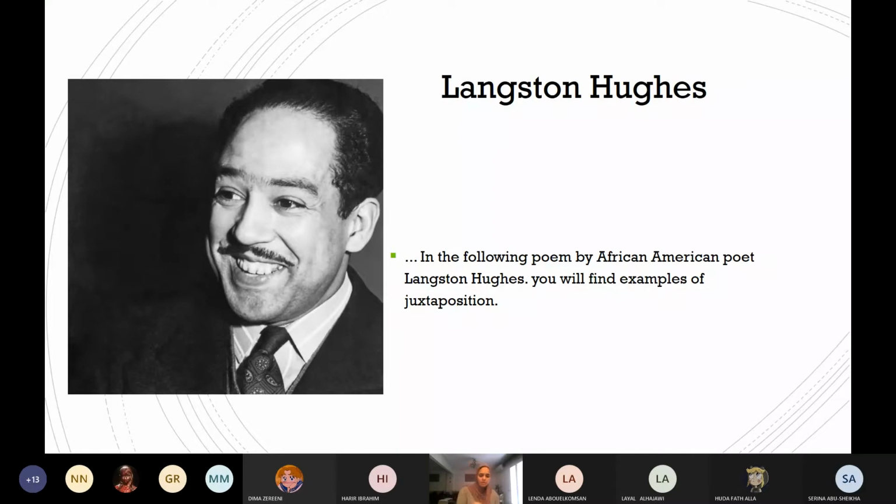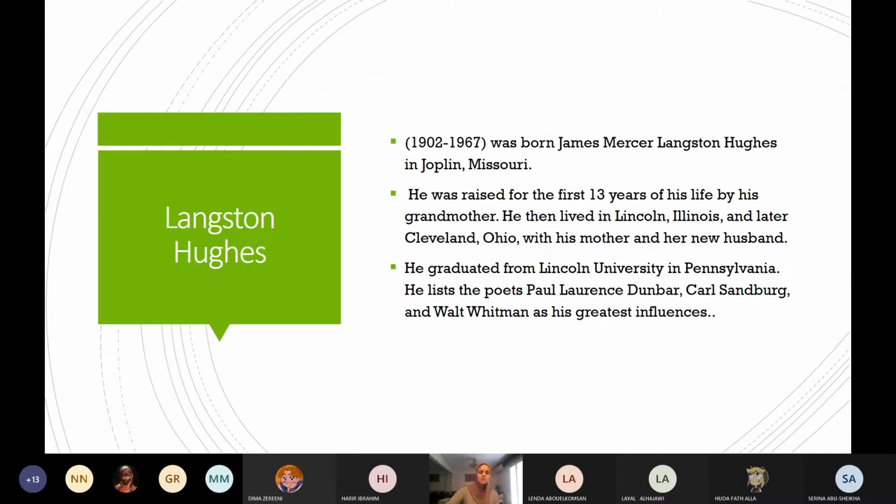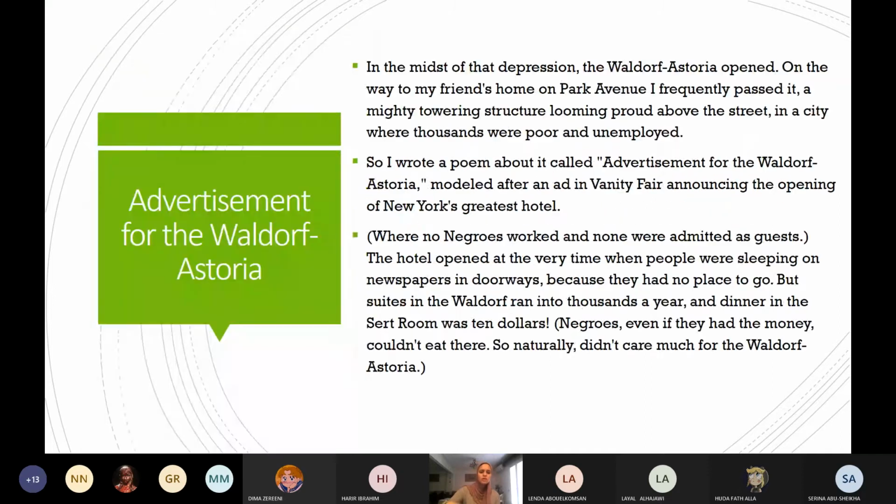Okay, so the poet Langston Hughes says what? Says that he was once walking in the street in the middle of the depression. Remember the depression, the Great Depression of the United States. In the midst of that Great Depression, when people are suffering to eat and cannot find food, the Waldorf Astoria opened. I will show you pictures of it.